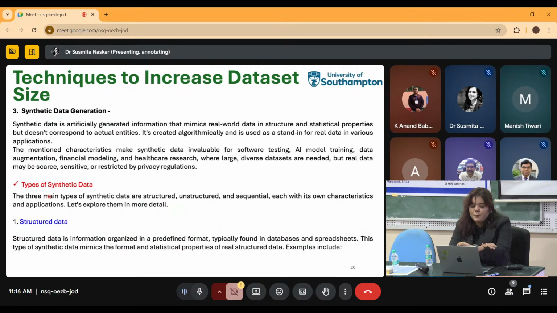Then another important part is synthetic data generation. Basically, synthetic data is artificially generated records that mimic the structure and statistics of the real data, but they do not correspond to real people or real events. We create them algorithmically to stand in for the real data when it's scarce, sensitive, costly or risky to collect. That's when we try to mimic the structure and statistics of the real data.